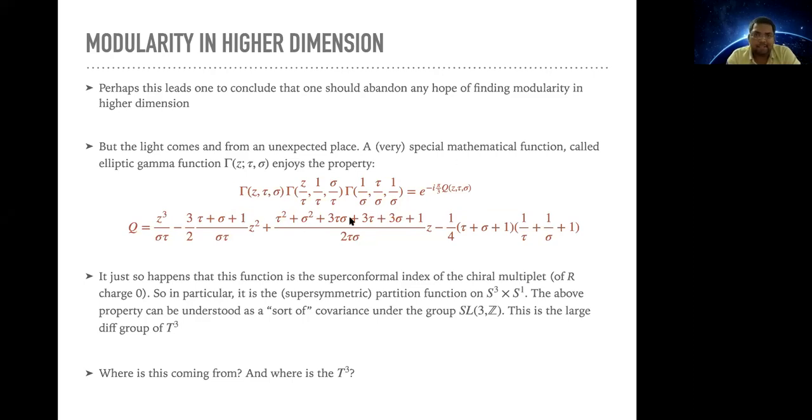And there is a way of understanding this property as a covariance under the group SL3Z. So what business does a partition function on S3 times S1 have being covariant under SL3Z? In particular, SL3Z is a large diffeomorphism group of the three-torus. So where is this three-torus in this geometry, and where is this property coming from? In the rest of the talk, we will try to answer this question.